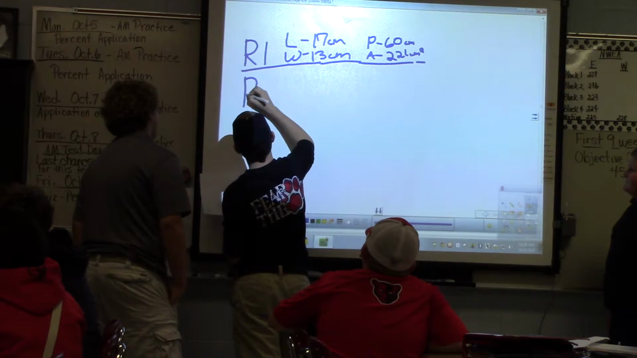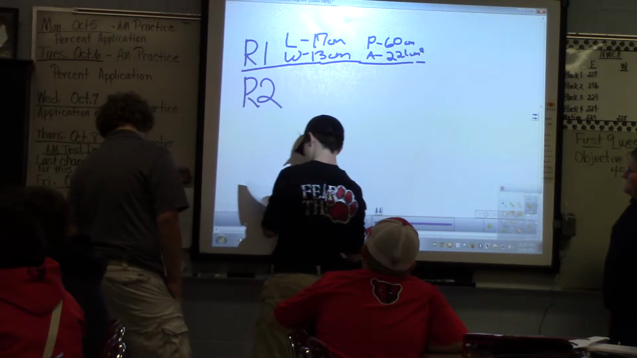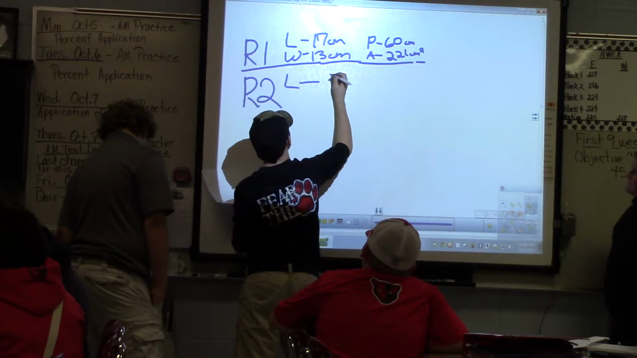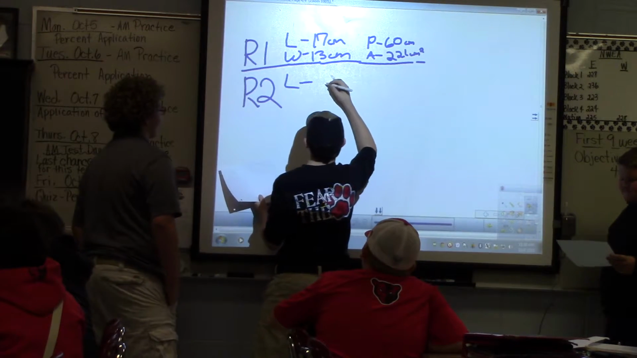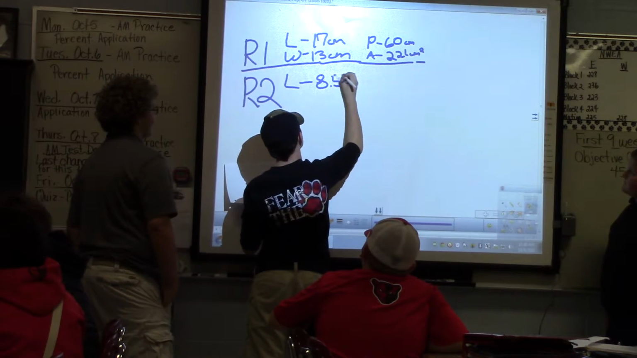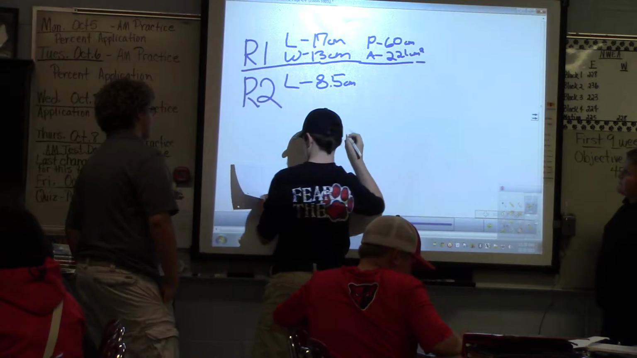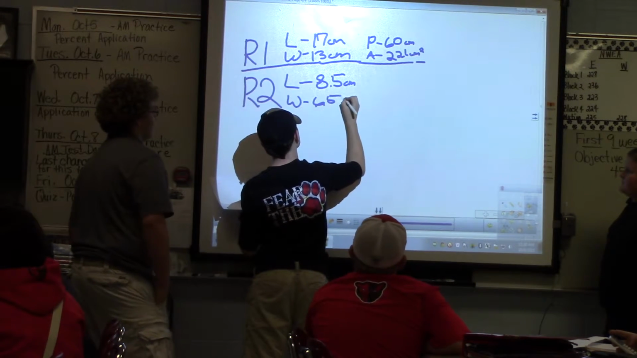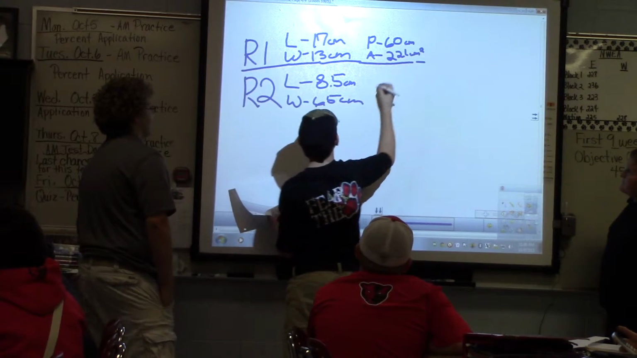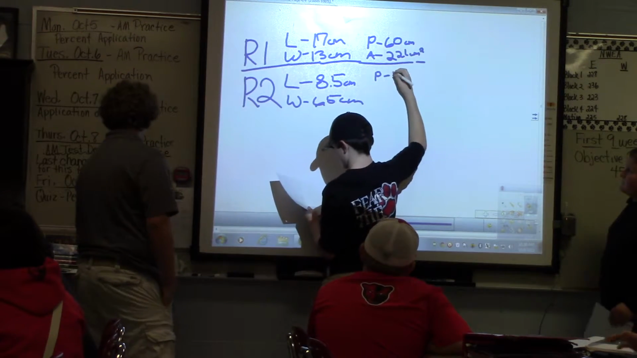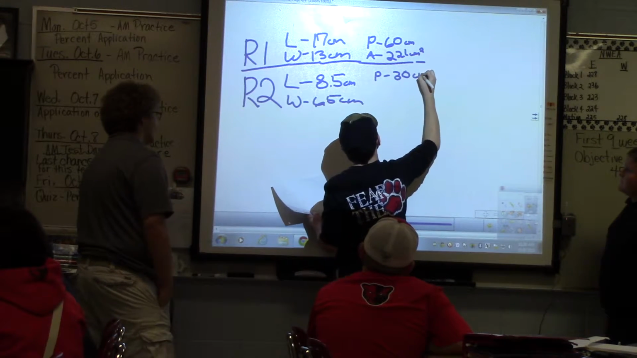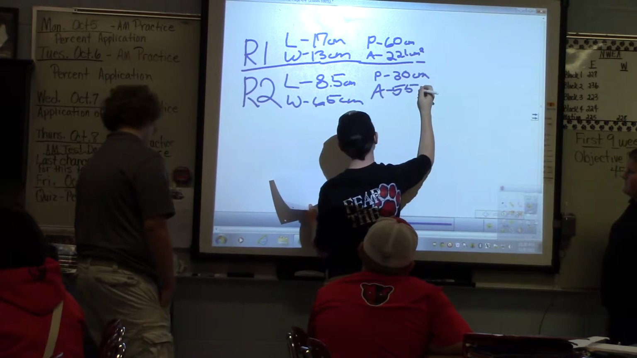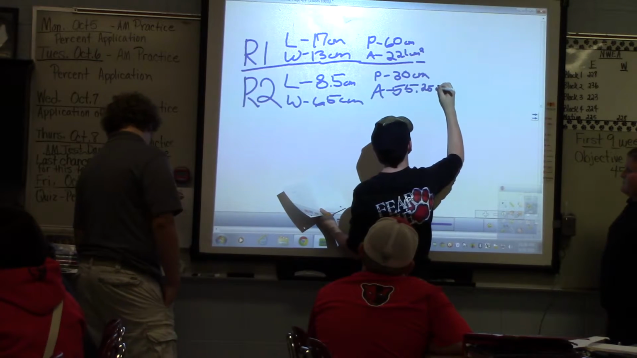And rectangle 2, which is the smaller one, its length was 8.5 centimeters. And its width was 6.5 centimeters. And the perimeter was 30 centimeters. And the area was 55.25 centimeters squared.